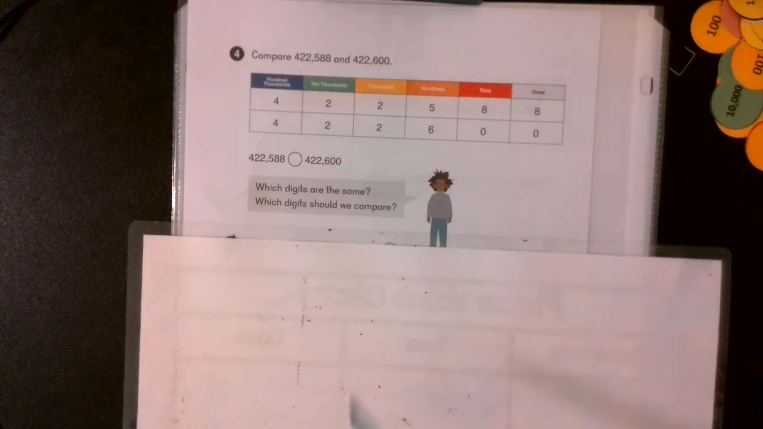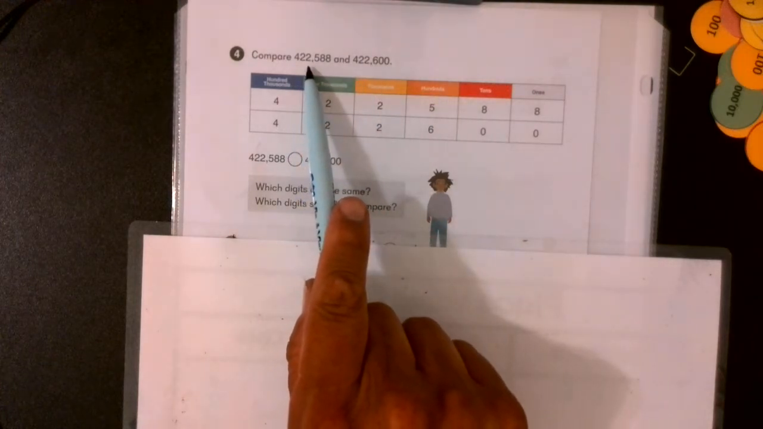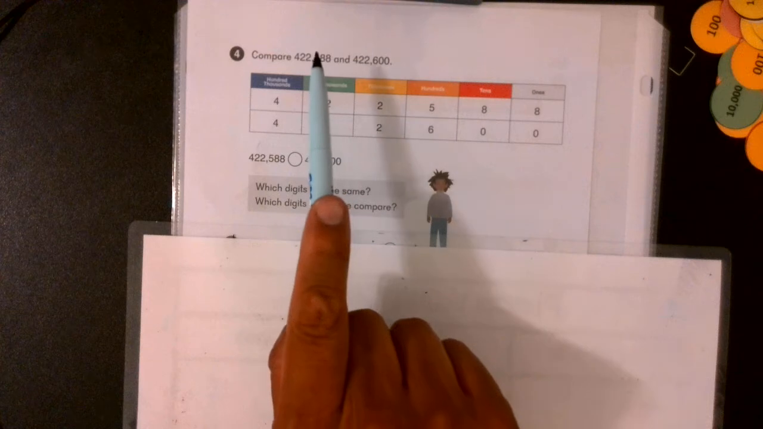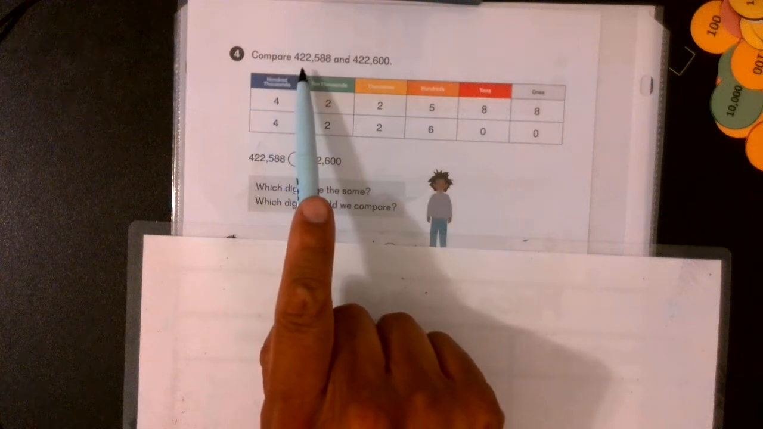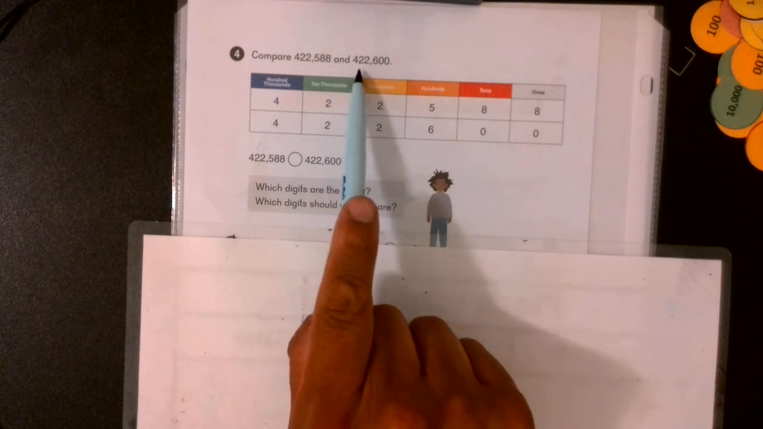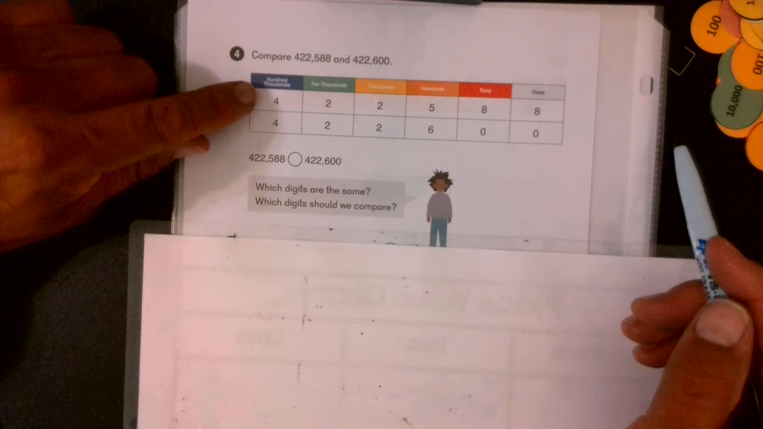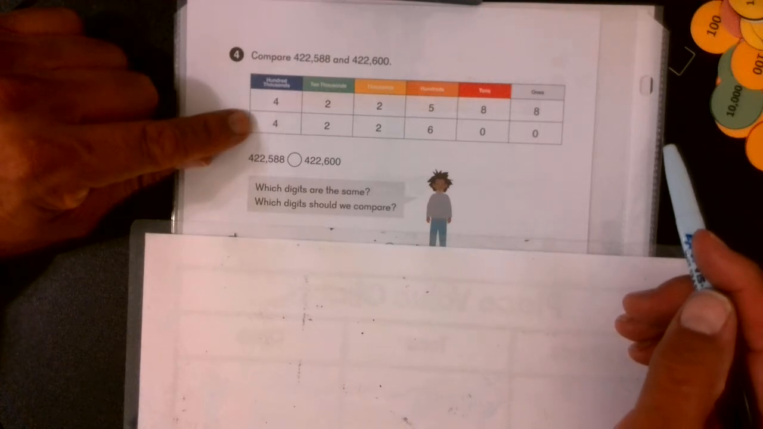So now we're on to our next number, which is compare 400,222, excuse me, let me say this one more time. Compare 422,588 and 422,600. Look, the 4 is the same in the hundred thousands.